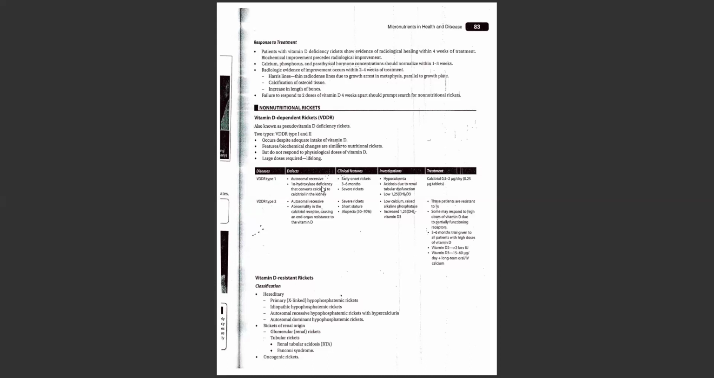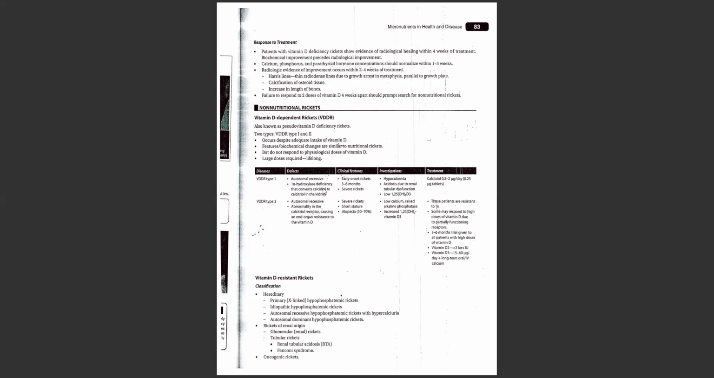And this is the classification. This is the table showing the difference between type 1 and type 2. In type 1, as we already learned, there is a 1-alpha hydroxylase deficiency. In type 2, there is receptor resistance, an end organ resistance to vitamin D. Type 1 is autosomal recessive, and type 2 is also autosomal recessive.